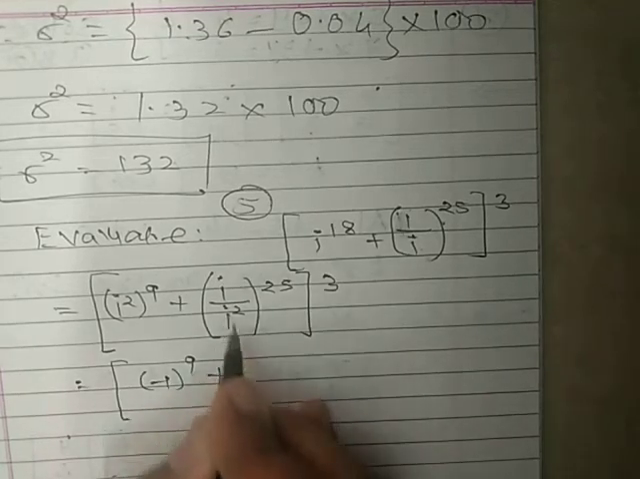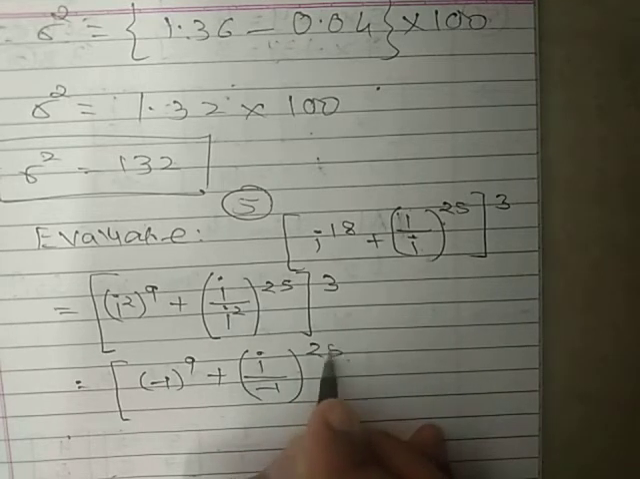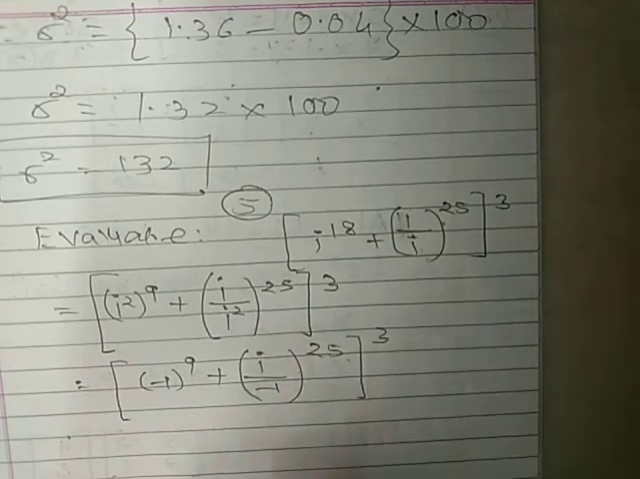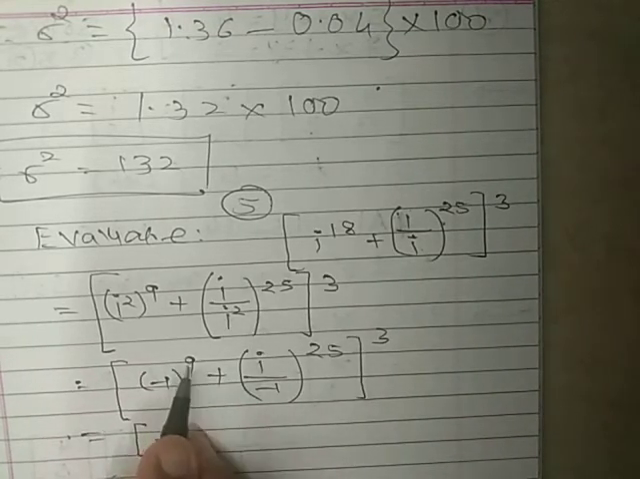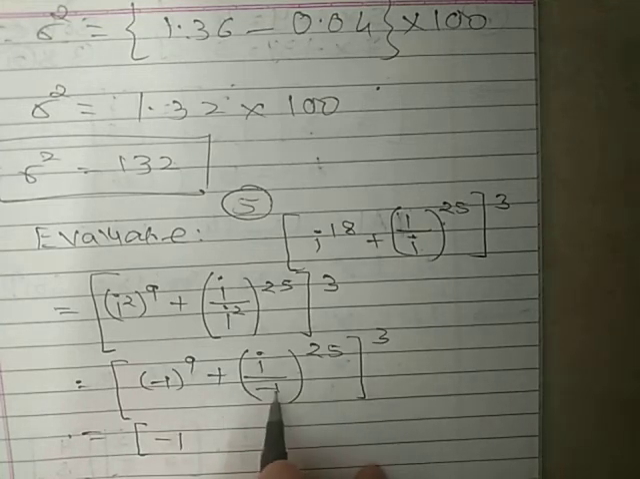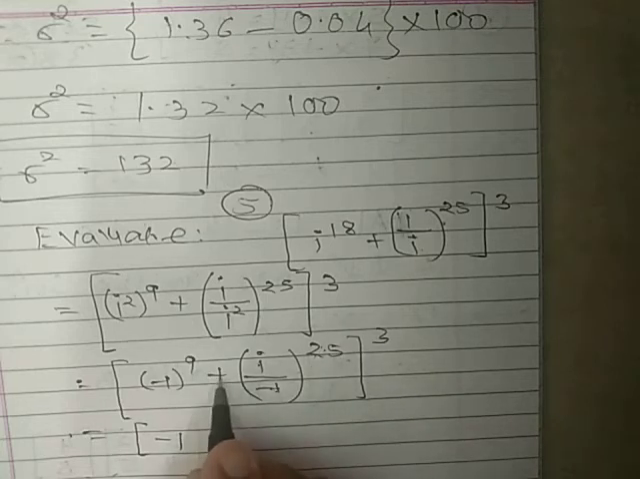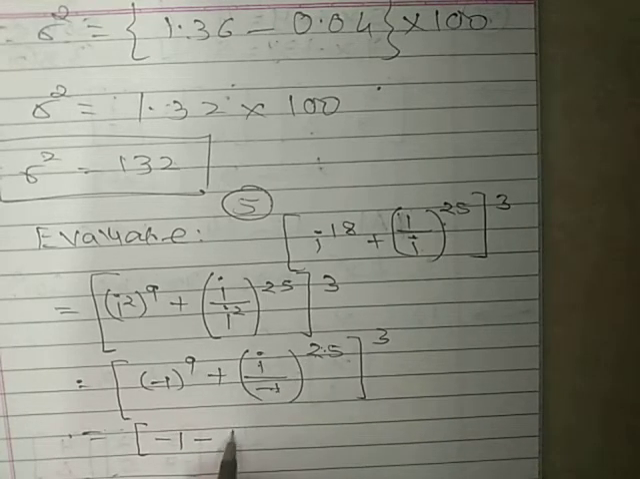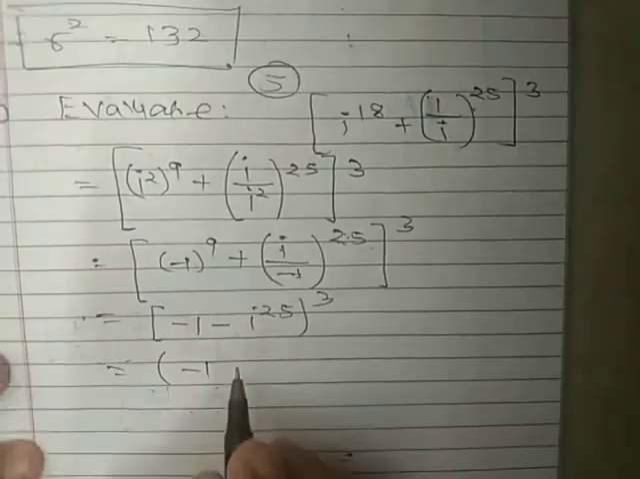So (minus 1)^9, since i^2 equals minus 1, whole raised to cube. Minus 1 raised to 9 equals minus 1. Then i^25. Minus 1 raised to an odd power is minus, let minus stay here. And i^25. Now this is minus 1.